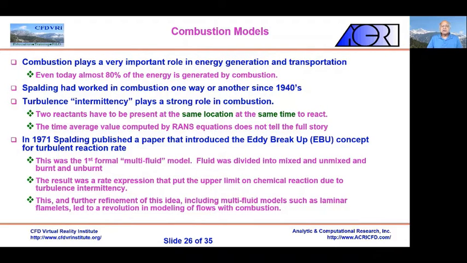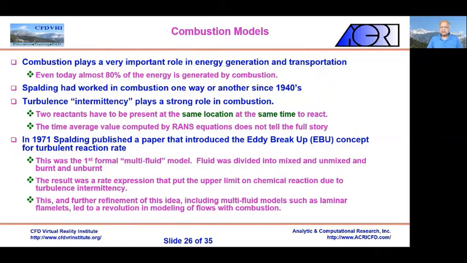The other important thing was combustion. Combustion plays a very important role in energy generation and transformation. Almost 80% of energy today is generated by combustion one way or other. Spalding had worked on combustion since the 1940s, so he understood it very well. He knew that turbulence intermittency plays a very strong role in combustion. Two reactants have to be present at the same location at the same time to react.